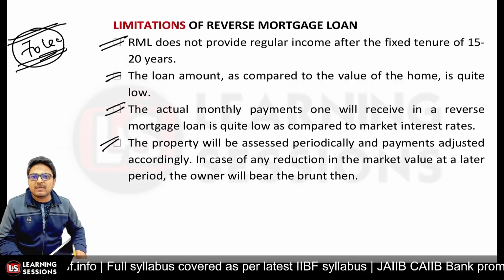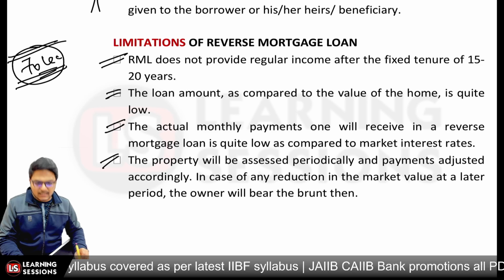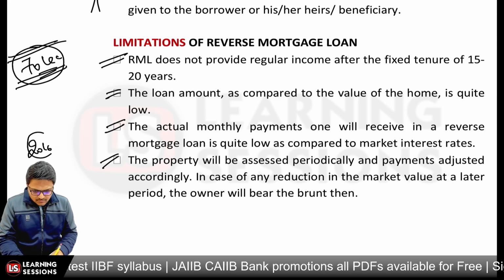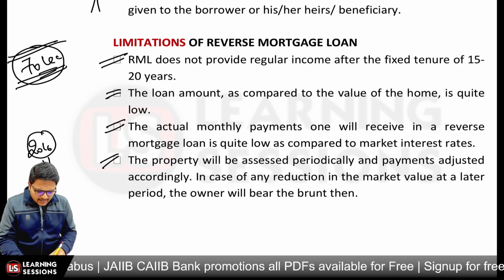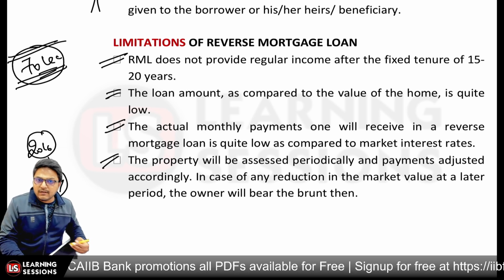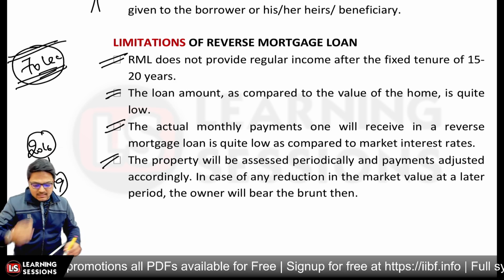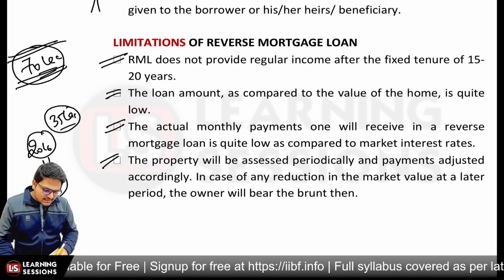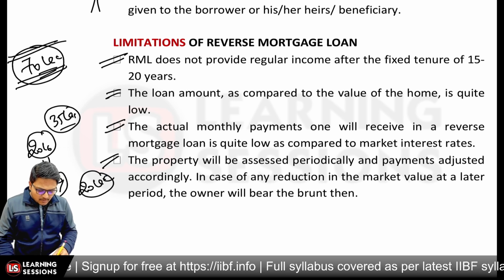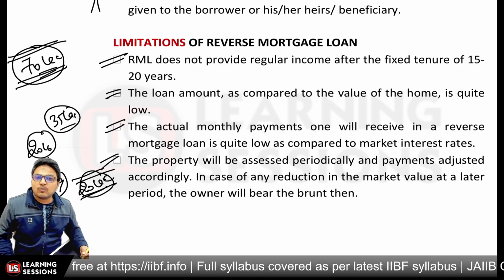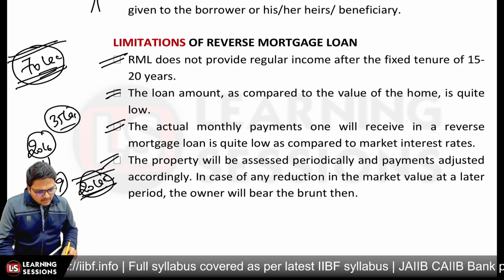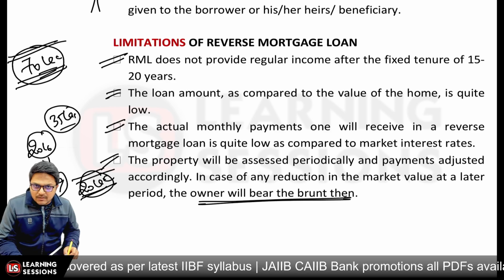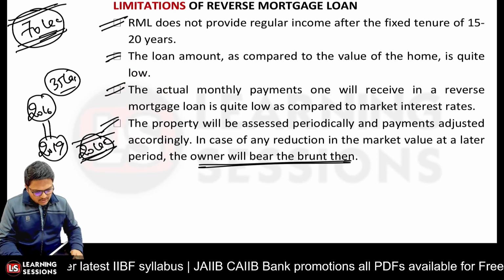The other one is that the property will be assessed periodically. Let's say you took a loan in 2016, and further the property will be assessed in 2019, 2020 also. Now if there is a reduction in the market value, let's say previously the market value was 35 lakh rupees, but now the property value is 20 lakh rupees because of a recession. In that scenario, the owner has to bear the burden, meaning your annuity amount will be decreased, right? Those are the limitations associated with the same.